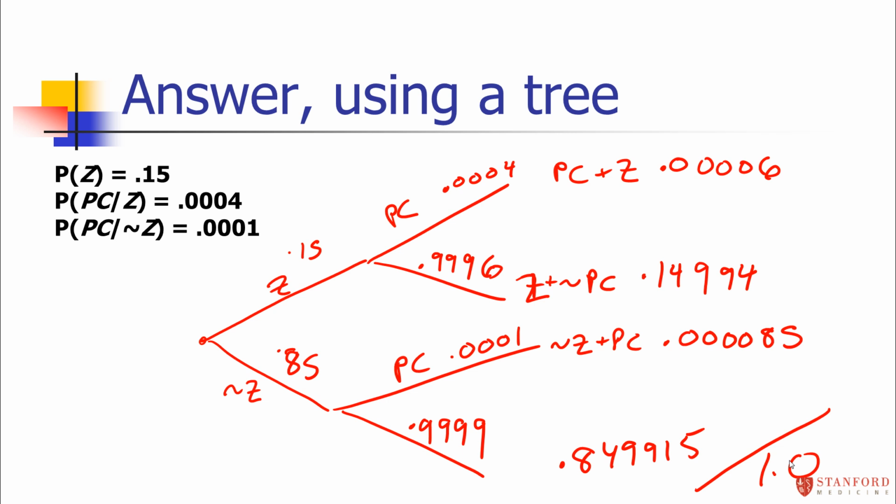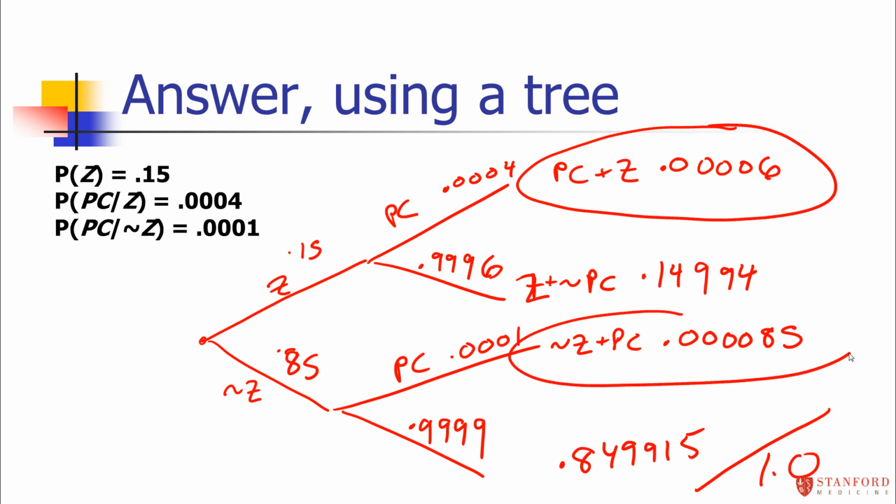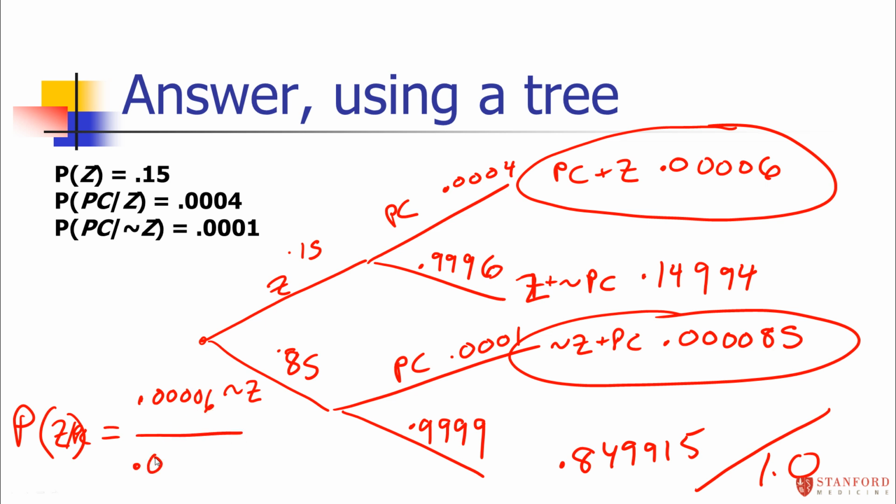So if you know that you've got pancreatic cancer, then you know you have to be on either this branch or you've got to be on this branch. Which of those branches involves being exposed to Z? Well, that's only the first one. So the probability of having the exposure, therefore, given that you have pancreatic cancer, is going to be equal to 0.00006 divided by the sum of those two branches, which is 0.000145, which comes out to be 41.4%. Same answer we got with Bayes' rule. Again, Bayes' rule is just a way to formalize this and make it simpler to calculate these directly.